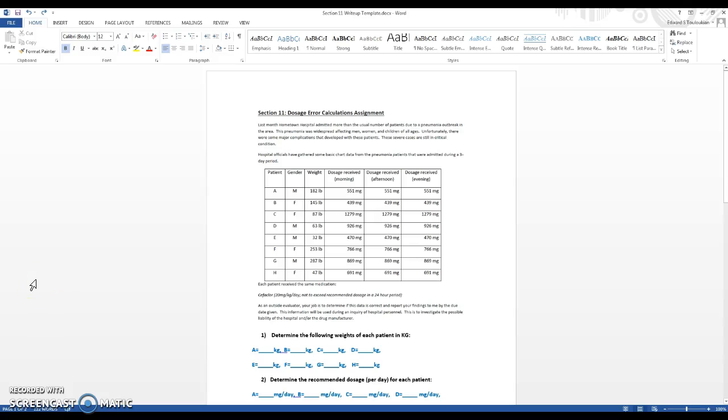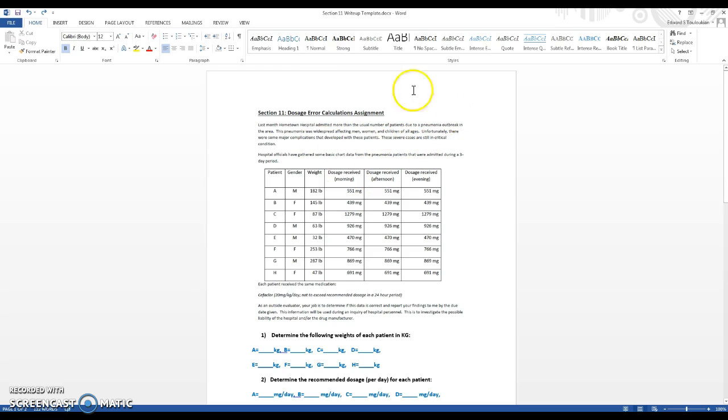Okay, we're going to talk about the Section 11 dosage error calculation assignment. When you load up the document, they give you a scenario about a hospital that had a bunch of patients with a pneumonia outbreak. It says that it was widespread, affecting men, women, and children. Unfortunately, there were some major complications that developed in these patients, and some were in critical condition.